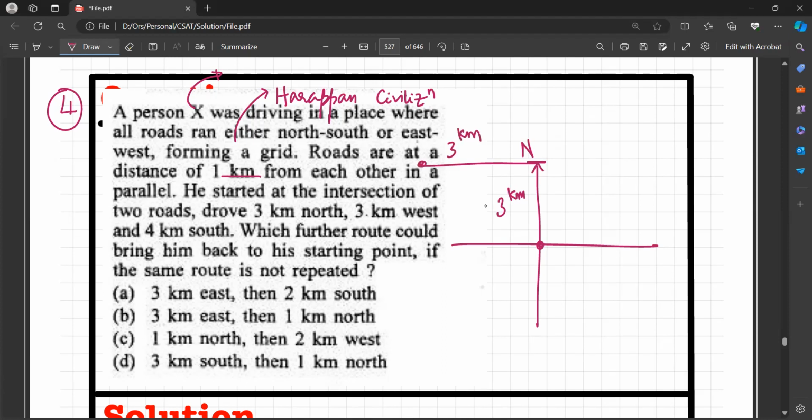Again 4 kilometers south. So that means this is 3. This has to be 1. Clear? Because this has already 3 kilometers. So this becomes 3. This becomes 1.